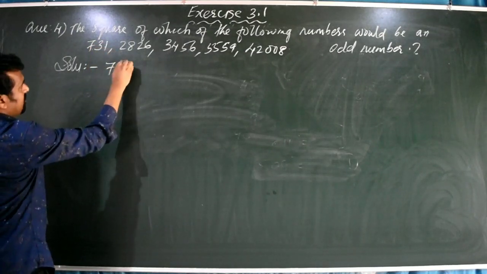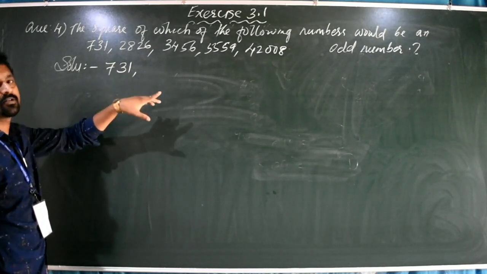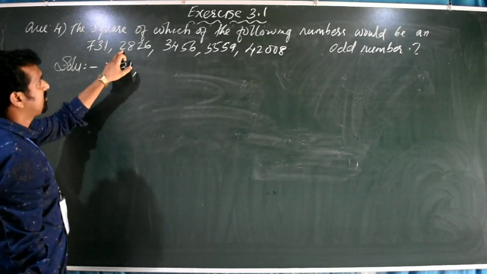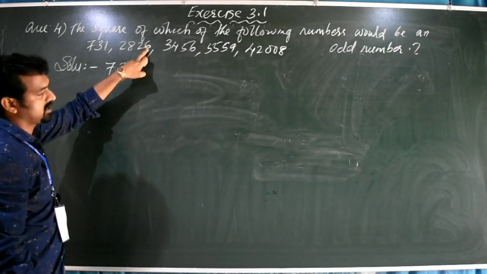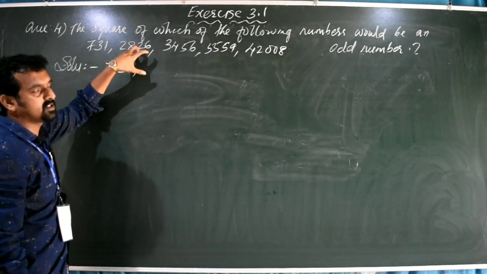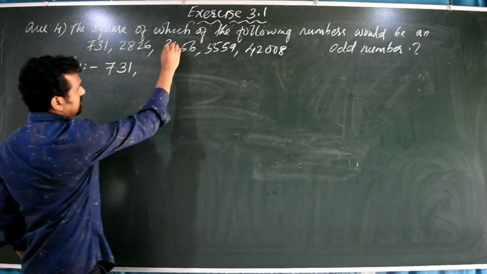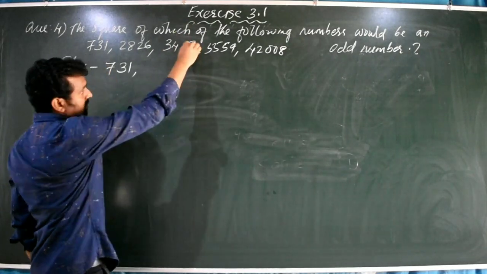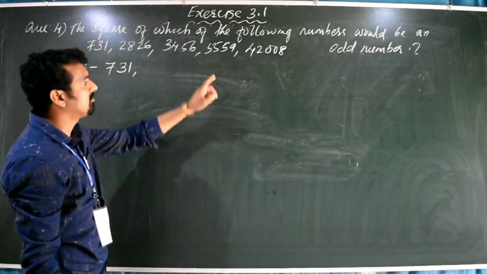731 is an odd number. If we find out the square of this number, we are going to get an odd number only. 2826, odd number or even number? Last digit is an even number, so it is an even number. So its square will be an even number only. So that we cannot write. Now 3456, it is an even number. Its square will also be an even number only.